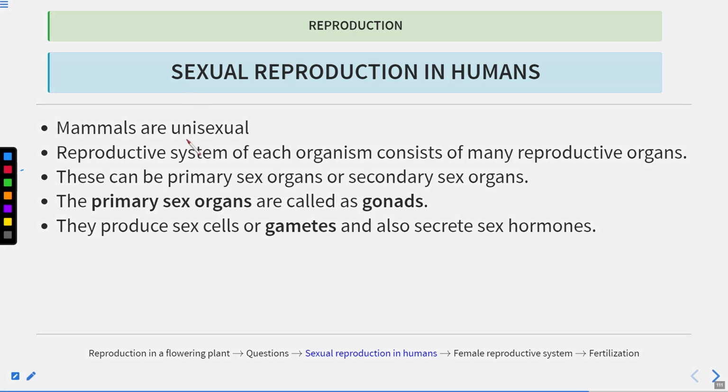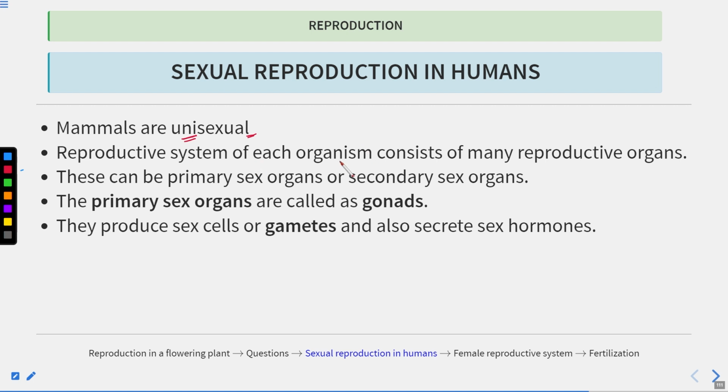Mammals are unisexual, meaning they have only one type of reproductive structure. So we have males as well as females. The male will have the male reproductive organ and the female will have the female reproductive organ. Clear? Some organisms are bisexual, and these contain both types of reproductive organs. But mammals are usually unisexual.